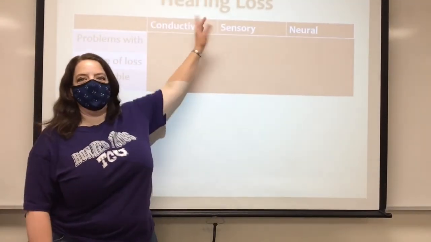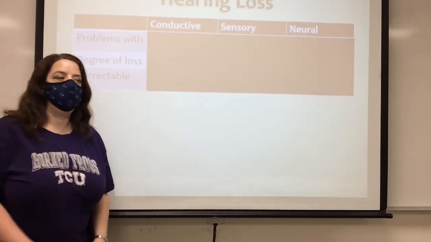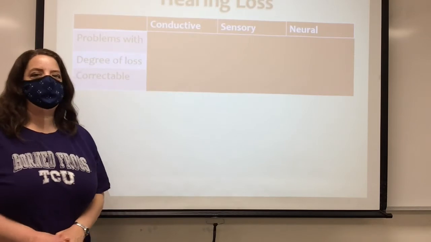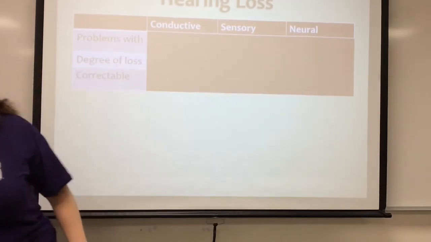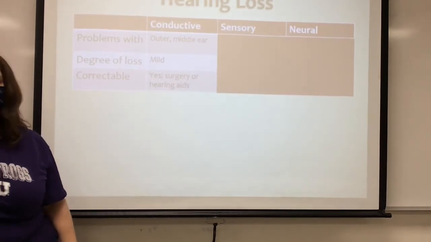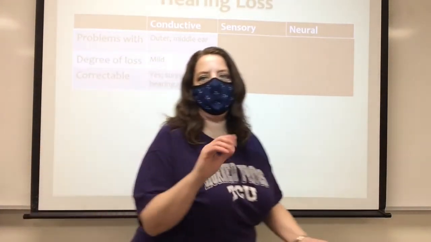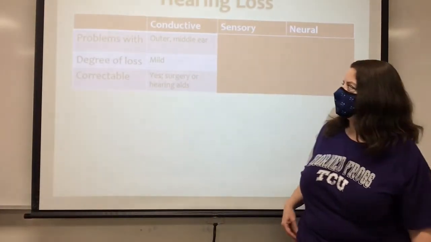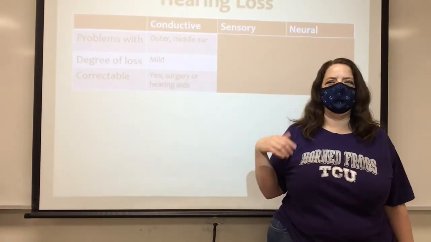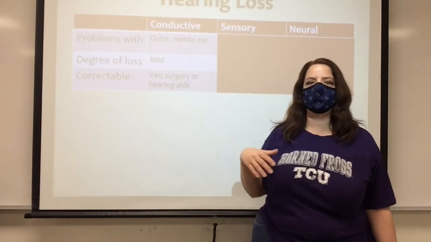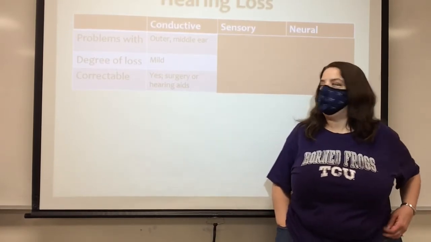So we're talking about hearing loss. A conductive loss means you have a problem with your outer ear or your middle ear. It cannot conduct the sound down into your inner ear, okay? That's only going to cause a mild degree of loss, maybe a moderate loss. But mostly that's just going to make it harder to hear because it's not getting that sound to your cochlea like it needs to.